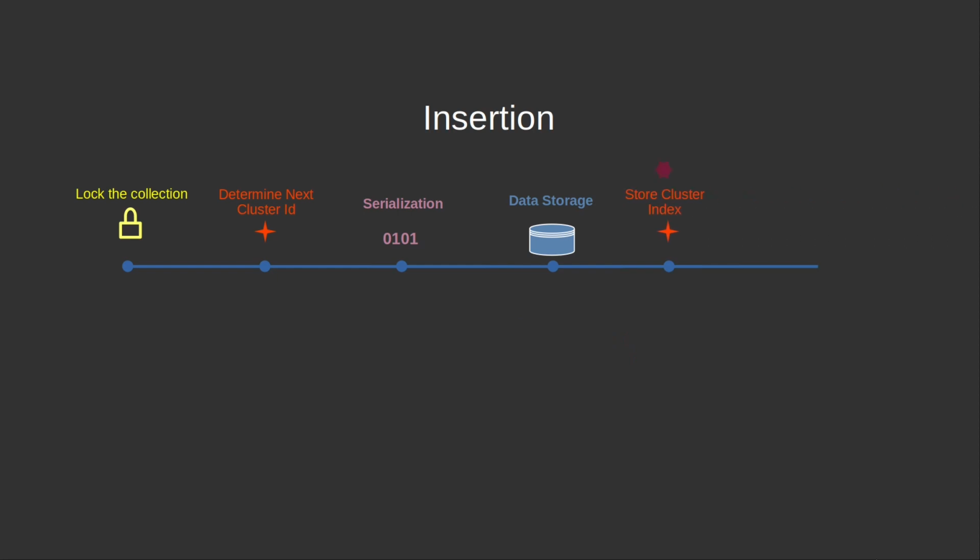Our next step is to store the cluster index, which means that our key in the cluster index is the cluster ID determined in the second step, and the value is the pointer determined in the previous step at data storage. After that, we store the field indexes. To do that, we use the schema. We find all of the indexed keys and add these keys to a proper index manager. Finally, we can unlock the collection.